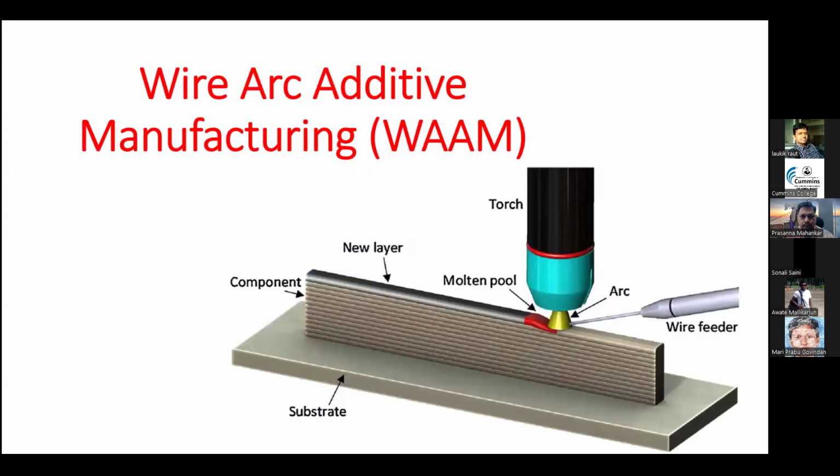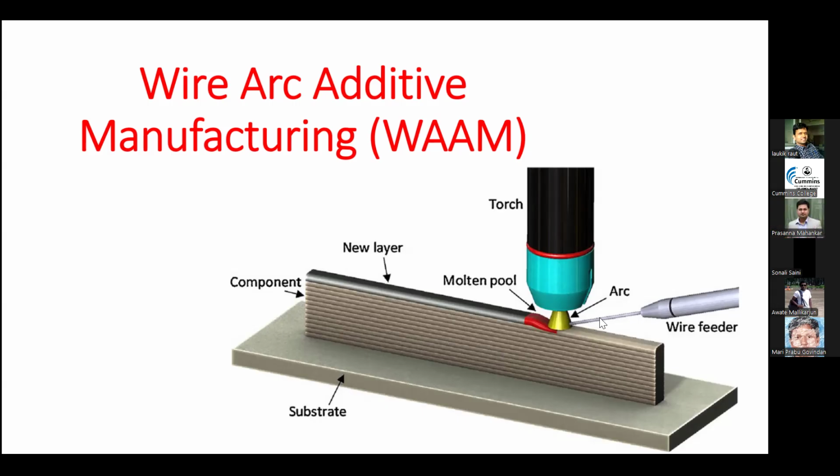With this diagram, you can understand wire arc additive manufacturing. In this process, we can use existing welding techniques like MIG, that is metal inert gas, or TIG, that is tungsten inert gas, or plasma arc welding. So here we can use an existing welding technique. As you know, the arc is generated between the electrode and the substrate, and that arc is utilized to melt the material.